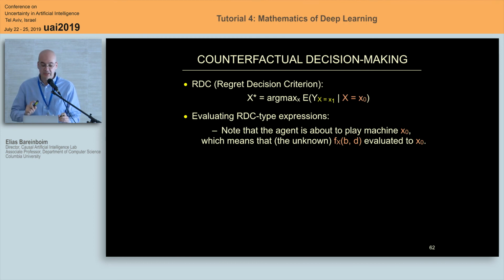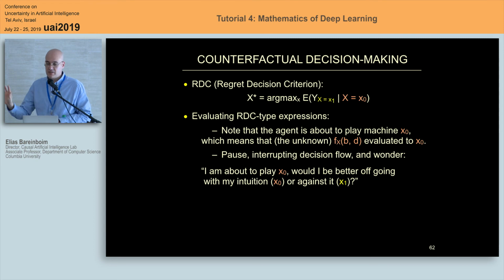Note that the agent that is about to play machine X0, the guy is there, maybe he's drunk, and he's going to play machine X0 with his hands. Here, if you're looking for the one, he's X0. Whenever he's about to play X0, this means that there is this unknown function f sub x of d, blinkiness of drunkenness, that is being evaluated at X0. This is the meaning that he is about to play X0 in English.